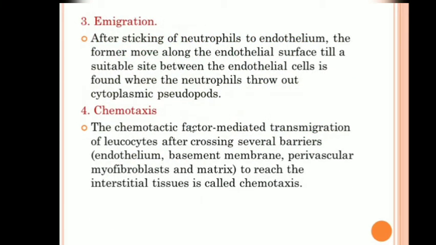Third, we have the emigration. After sticking of neutrophils to the endothelium, they move along the endothelial surface until a suitable site between the endothelial cells is found, where the neutrophils throw out cytoplasmic pseudopods. The neutrophils lodged between the endothelial cells and the basement membrane cross the basement membrane by damaging it locally with secreted collagenase and then escape out into the extravascular space. This is known as emigration. The damaged basement membrane is repaired almost immediately.